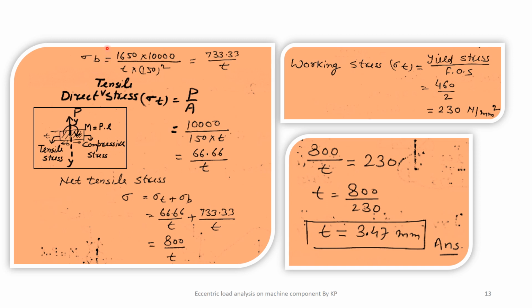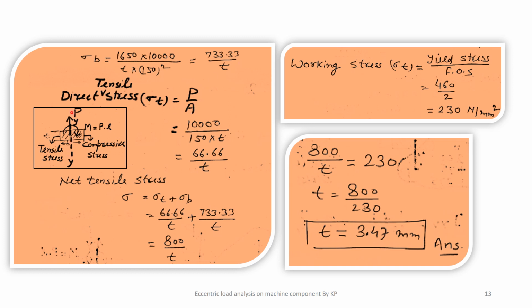So we compute the value of bending stress. The bending stress sigma B should be equal to 1650 into 10,000, because the total load is given as 20 kilonewton. Here we take 10 kilonewton because there are two identical frames, so the load is equally shared on each frame, and divide by T into 150 whole square. When we solve this, we get 733.33 divided by T. This stress is in megapascal.